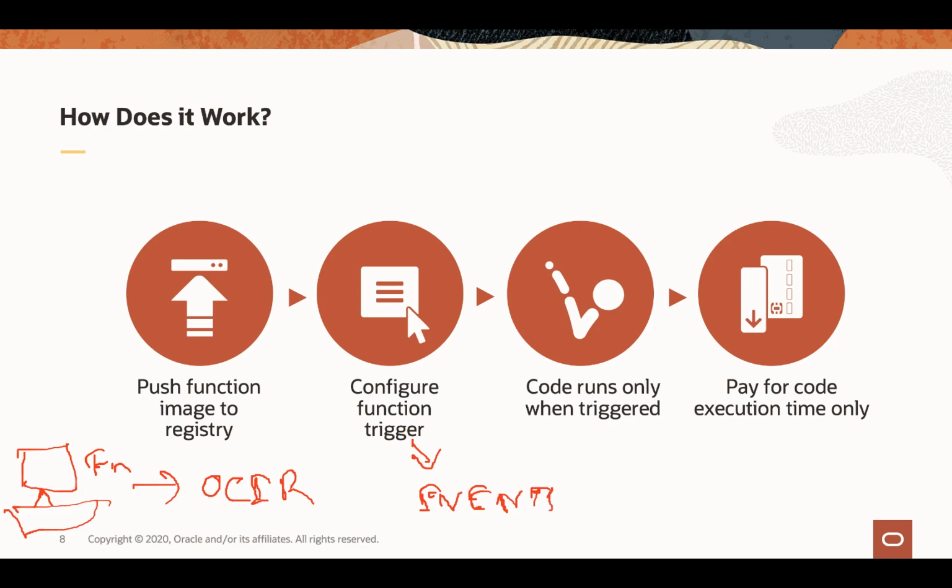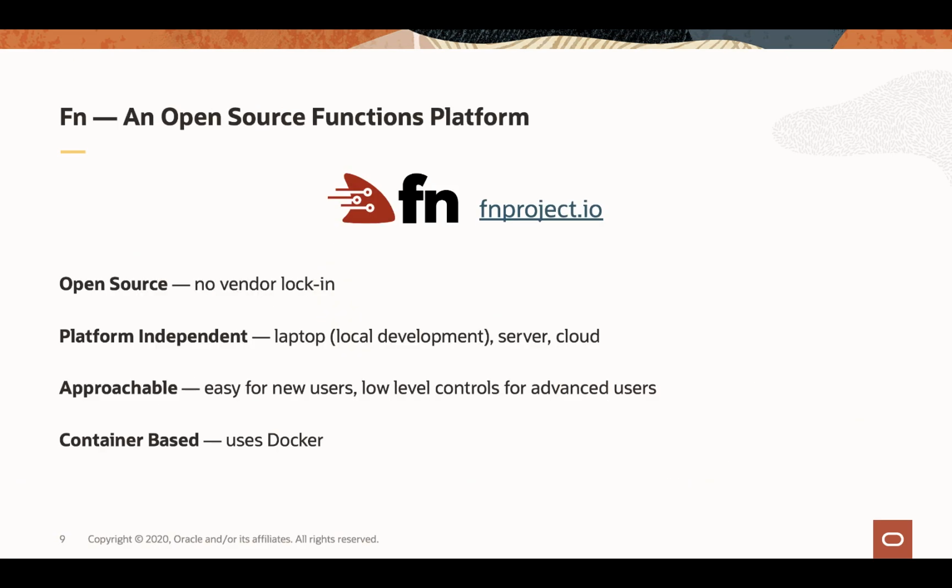Okay. Code runs when that is triggered. It can be triggered manually or via an external factor, which is the event services, and you pay for code execution time only. It is based on FN, which is an open source functions platform, and you can look at it in here, fnproject.io, and that is something that we are working on. It's open source, there's no vendor lock-in.